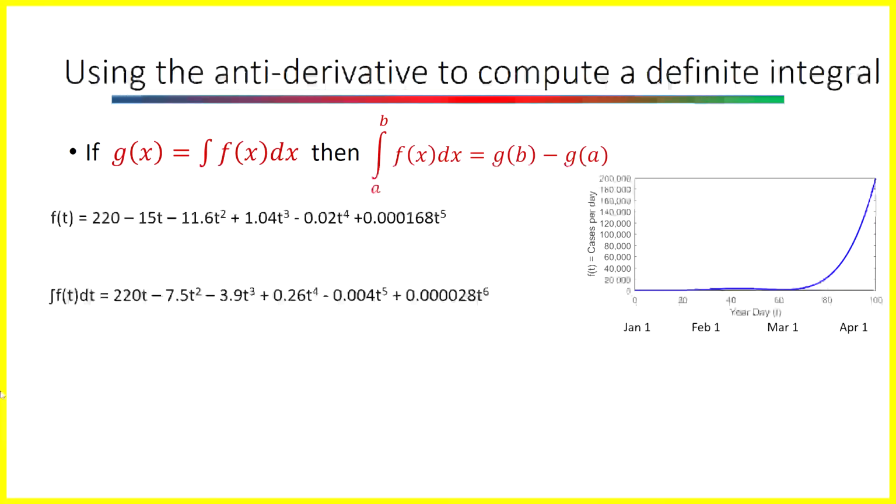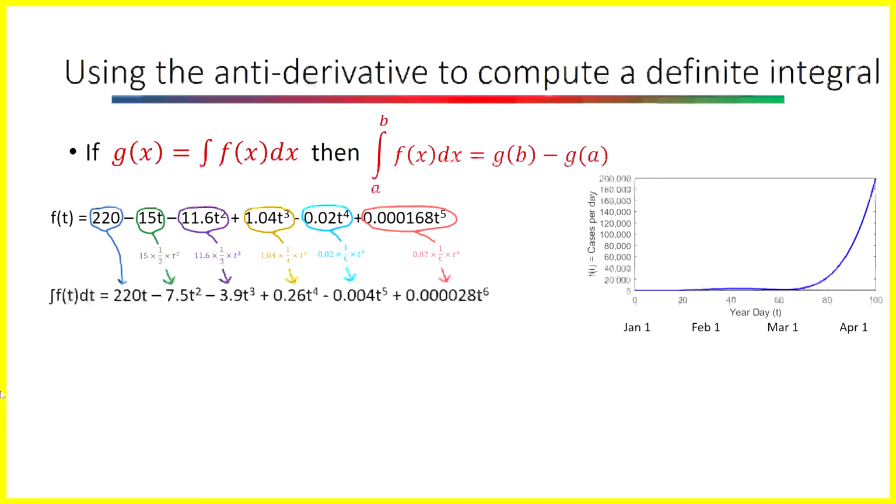Let me go through this real quick to make sure everyone knows where this equation is coming from. The integral of 220 is 220t. The integral of 15t is 15 times 1/2 t squared. The integral of 11.6 t squared is 11.6 times 1/3 t cubed. The integral of 1.04 t cubed is 1.04 times 1/4 t to the fourth. The integral of 0.02 t to the fourth is 0.02 times 1/5 t to the fifth. The integral of 0.000168 t to the fifth is 0.000168 times 1/6 t to the sixth.